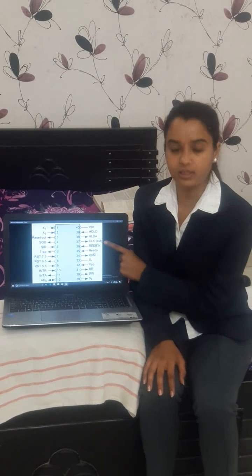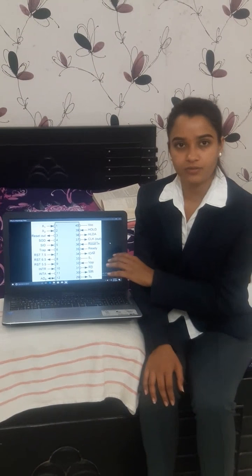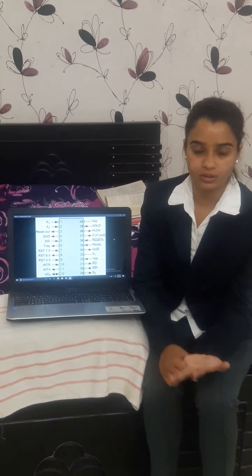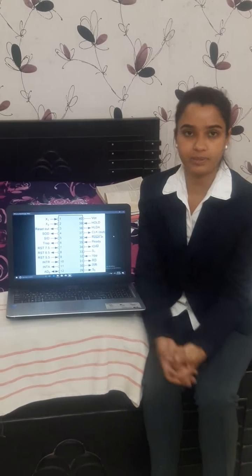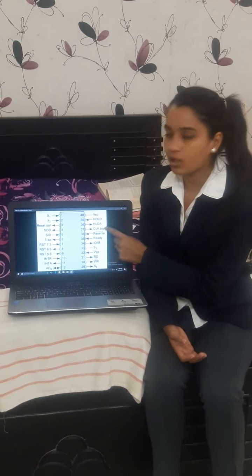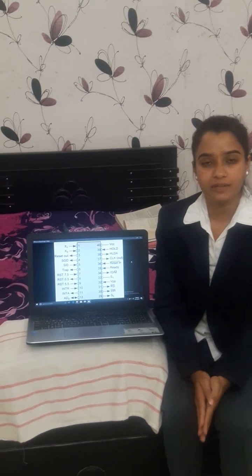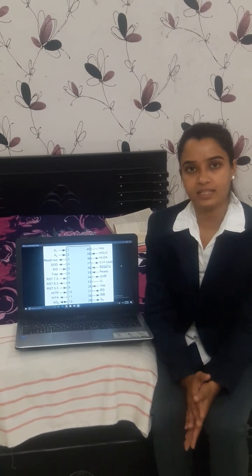Next, the clock out signal. It is derived from the oscillator. To send out a clock signal to the peripherals, the clock out pin is used. This clock out pin is the system clock in which each cycle is a T state.